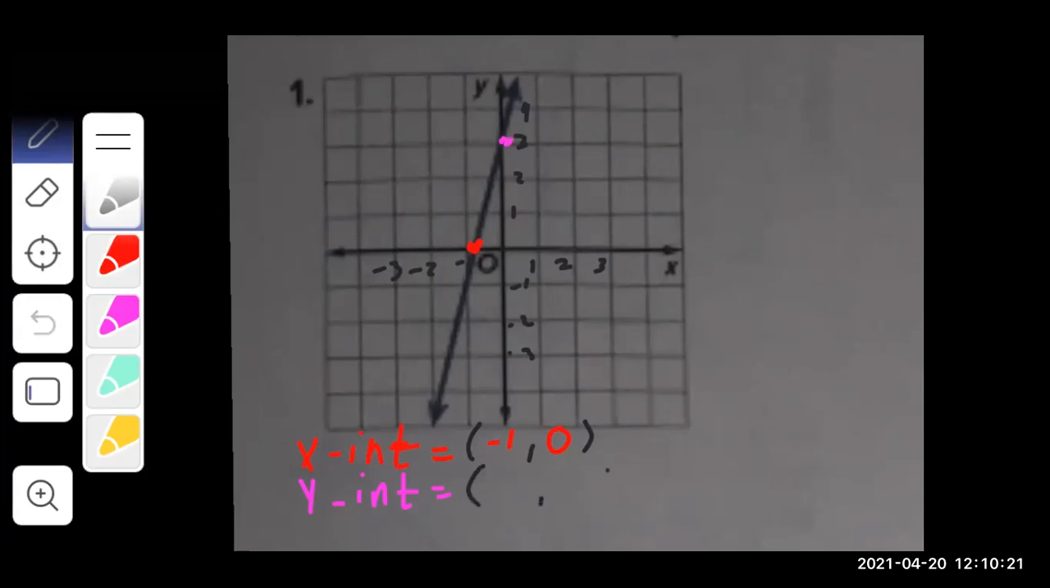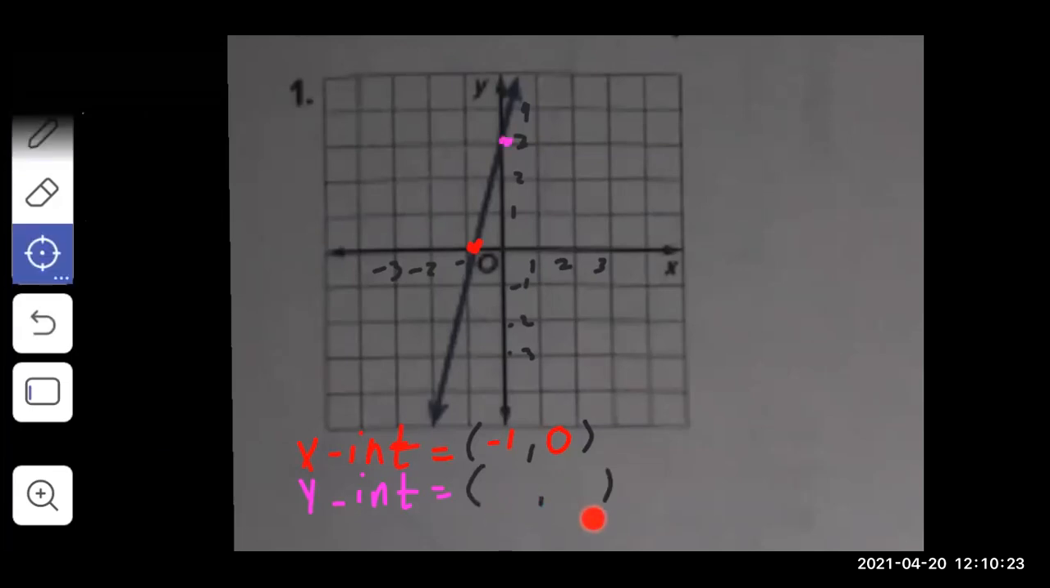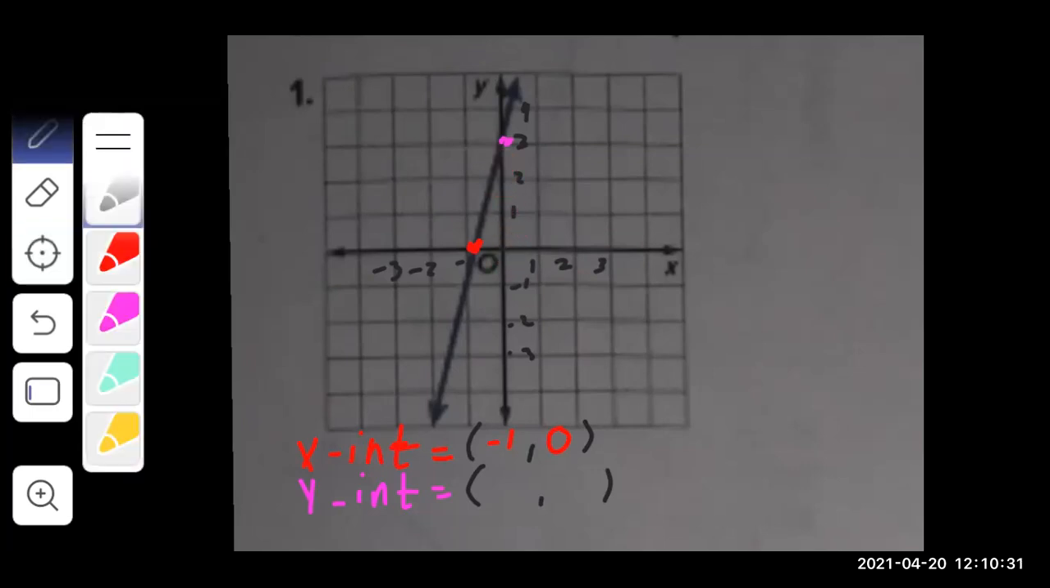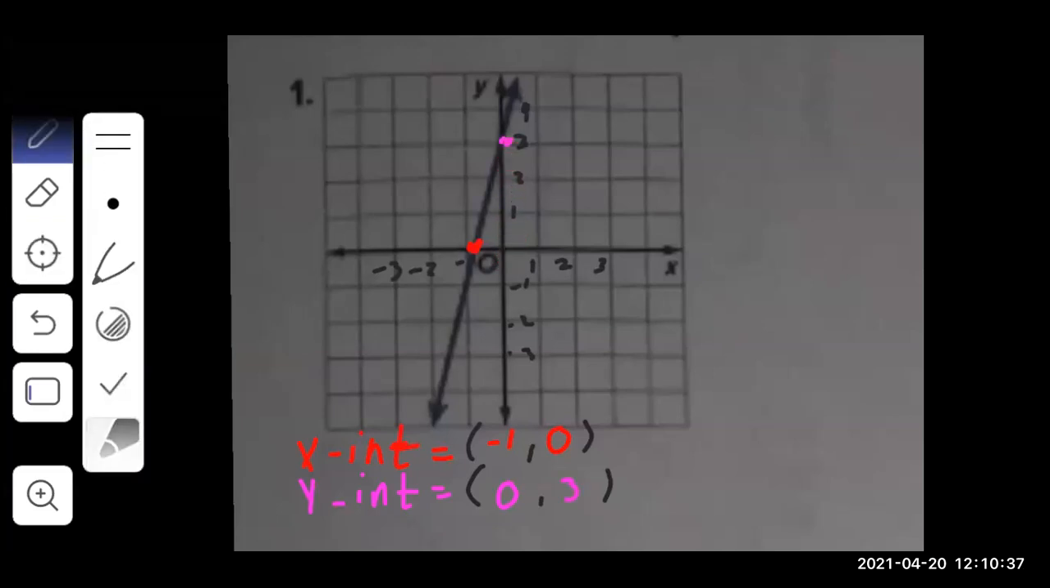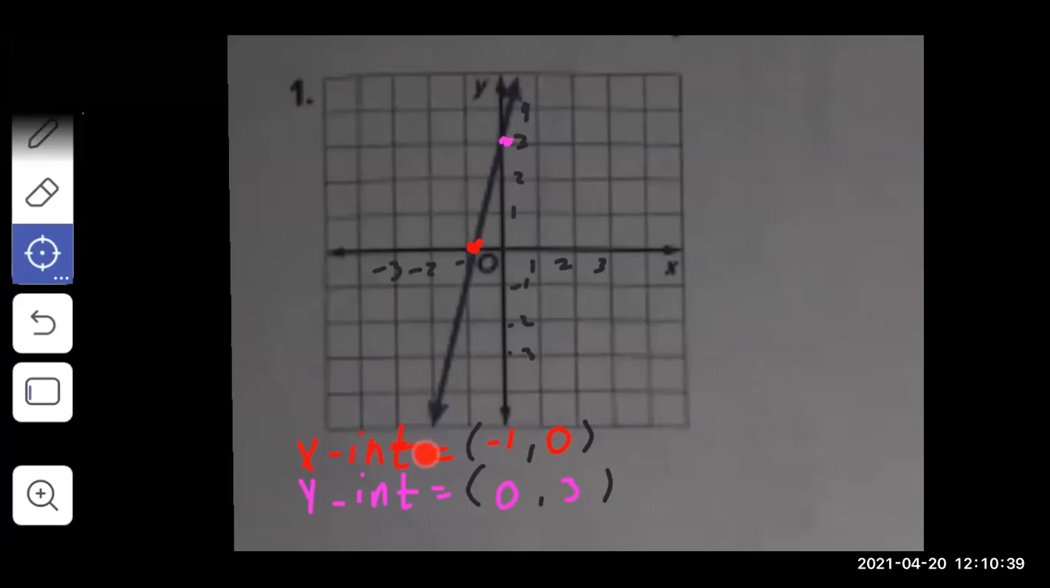Let's put the point. X, comma, y. What is the value for x for this point? This is x. 1, 2, 3. What is the value for x? 0. And what is the value for y? 3. Again, exactly. X-intercept implies that y is 0. Y-intercept implies that x is 0. It's like the opposite. Okay, we're done with this.